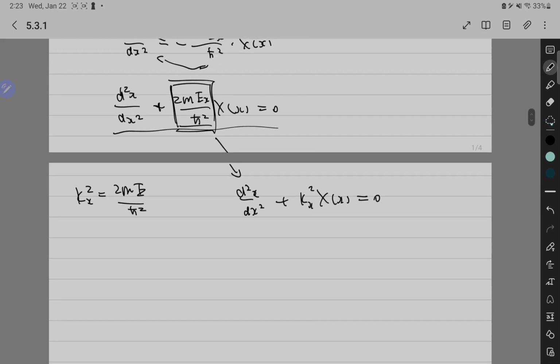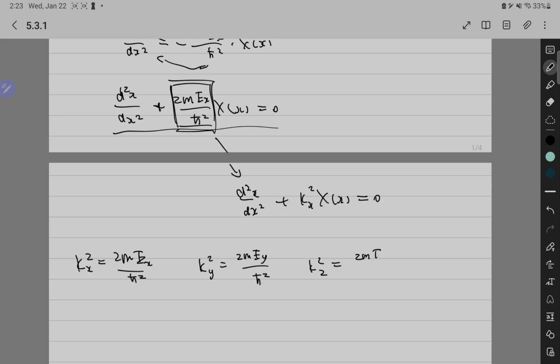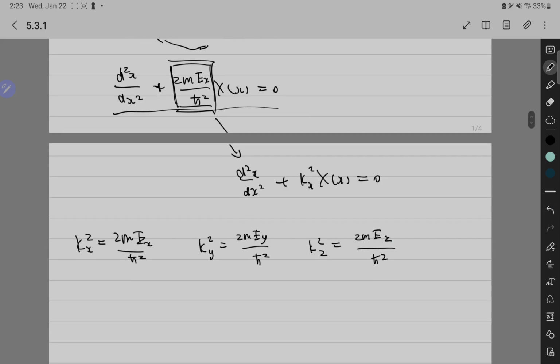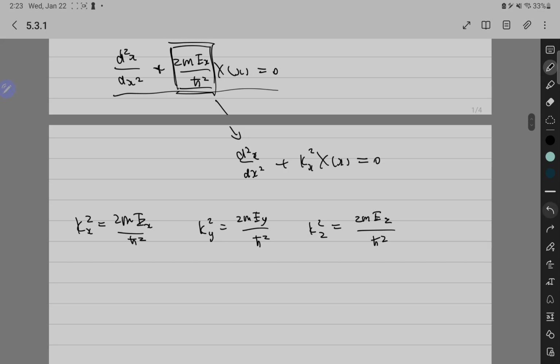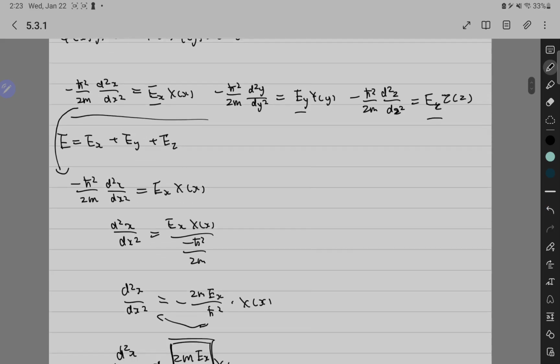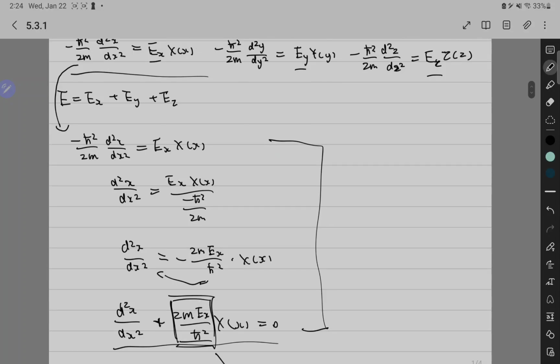Similarly, we're gonna do the same for y and z, but they all follow the same logic. So I'm just gonna skip the step. So ky squared is 2m Ey over h squared. And for z, kz squared is equal to 2m Ez over h squared. If you're wondering where the y and the z come from, you can simply repeat the same step that I did here.